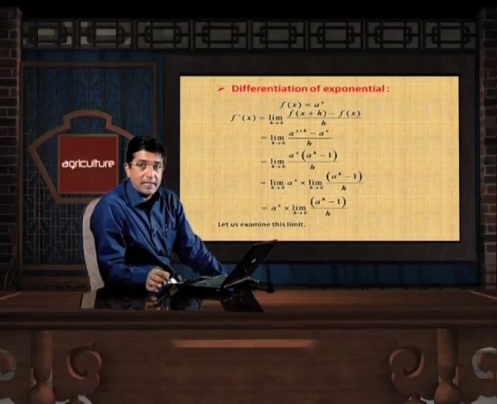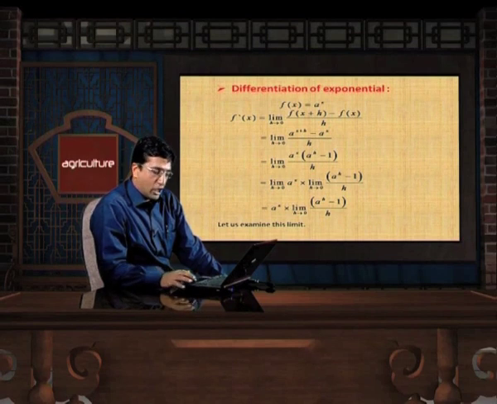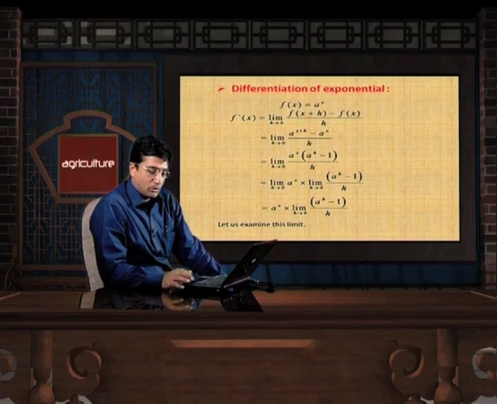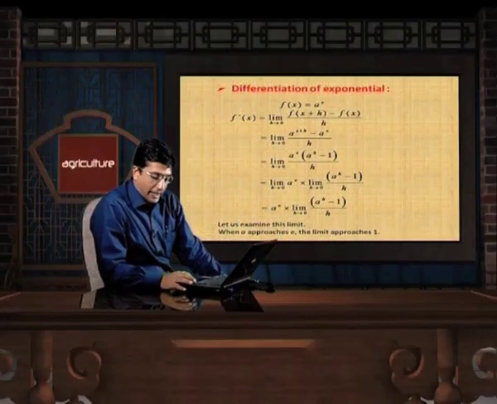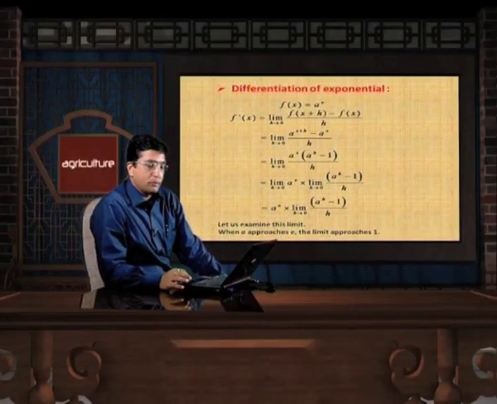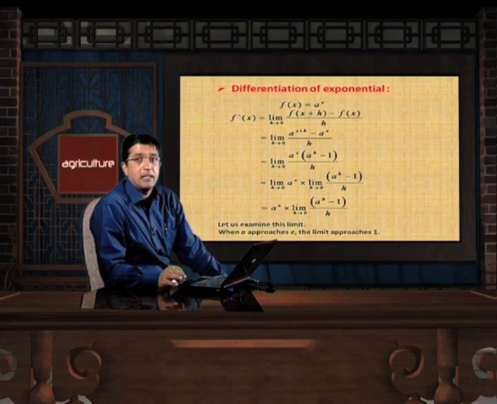For a to the power h minus 1 upon h, we use the standard limit. The limit h tends to 0 of (a to the power h minus 1) upon h is a logarithmic term. When a approaches e, the limit approaches 1. E is denoted as the logarithmic base, and the output is: the derivative of a to the power x equals a to the power x log base e of a.